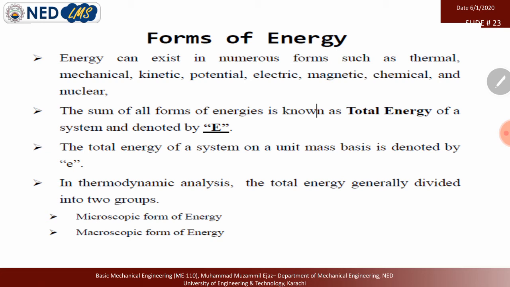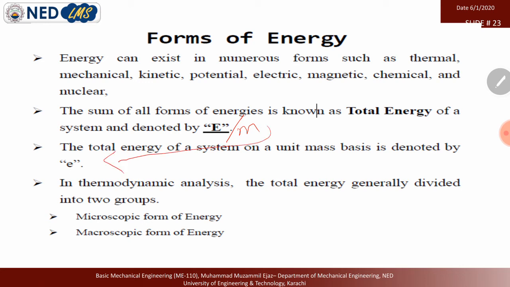Now we come to the forms of energy, which is also related to the first law of thermodynamics. Energy can exist in numerous forms such as thermal, mechanical, kinetic, potential, electrical, magnetic, chemical and nuclear. The sum of all forms of energy is known as the total energy of the system, denoted by capital E. The total energy of the system on a unit mass basis is denoted by small e.